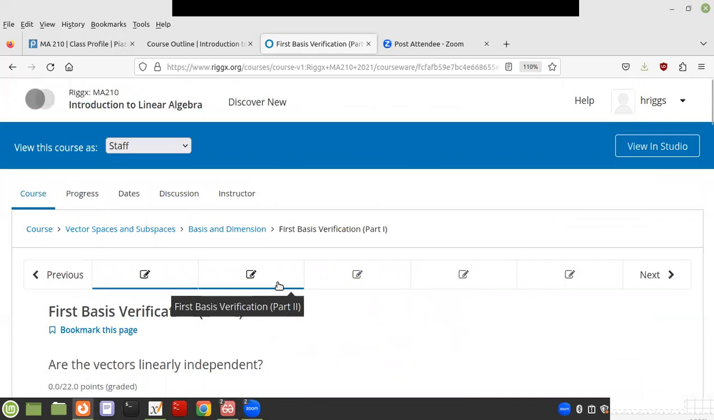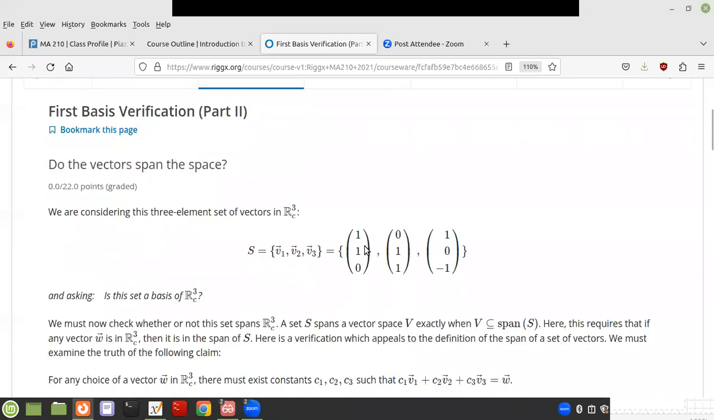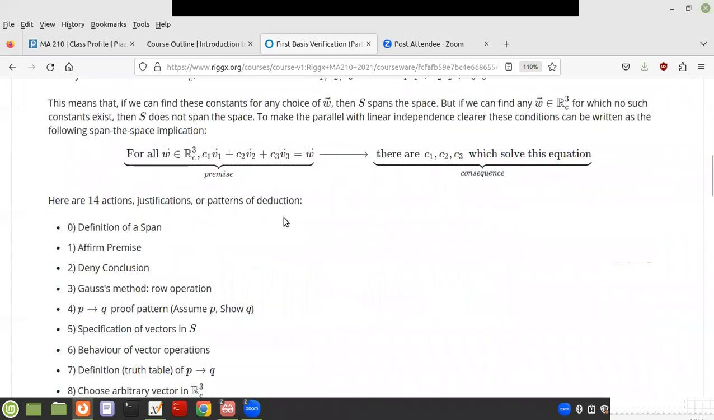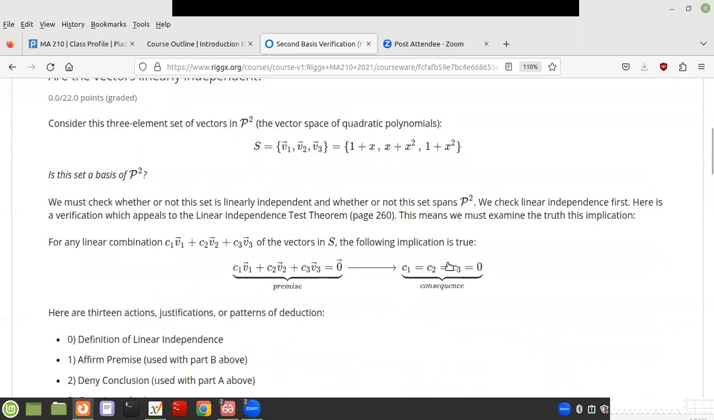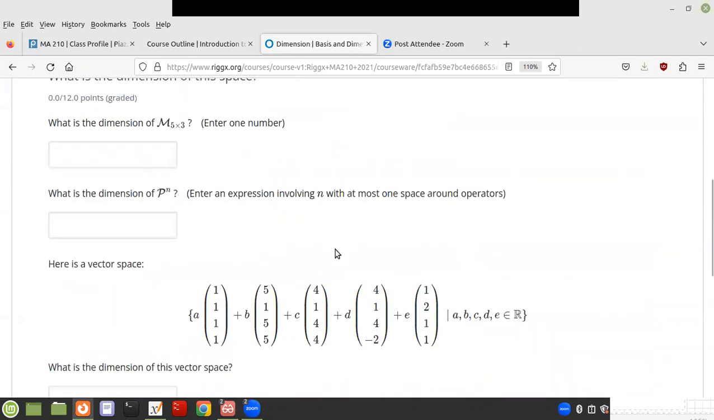Oh, these vectors span the space. This is a little bit different. This is sort of like saying for all vectors W, but it's the same thing in terms of justifications. And if there's anything, it's going to be like one of these problems here.